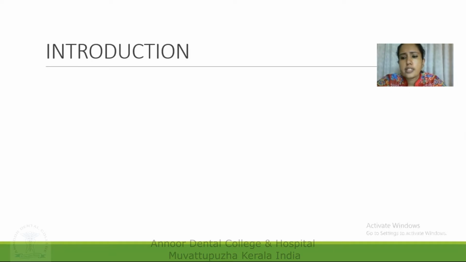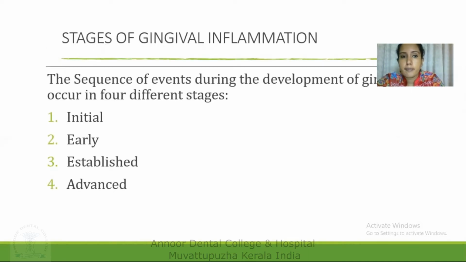Now, what is the primary etiology for gingivitis? It is the dental plaque. Now, there are other causes too. What are the other causes? It can be caused due to systemic diseases, allergies, medications, hormones, viruses. But the primary cause is the dental plaque.